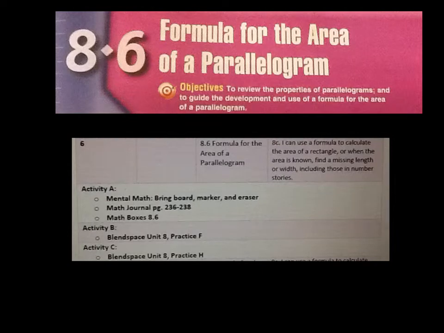Good morning, mathematicians. Today we'll be doing lesson 8.6, Formula for the Area of a Parallelogram. Our objectives for today are to review the properties of parallelograms and to use a formula for the area of a parallelogram.